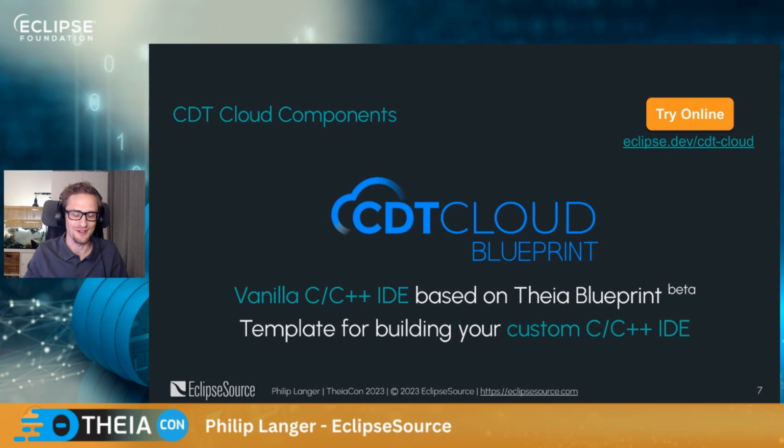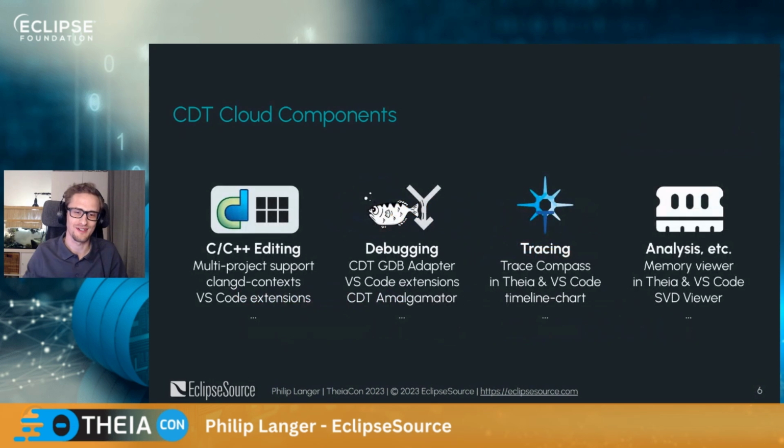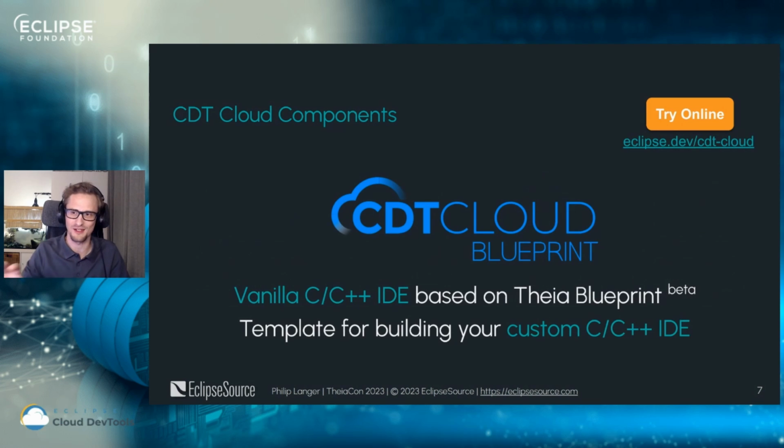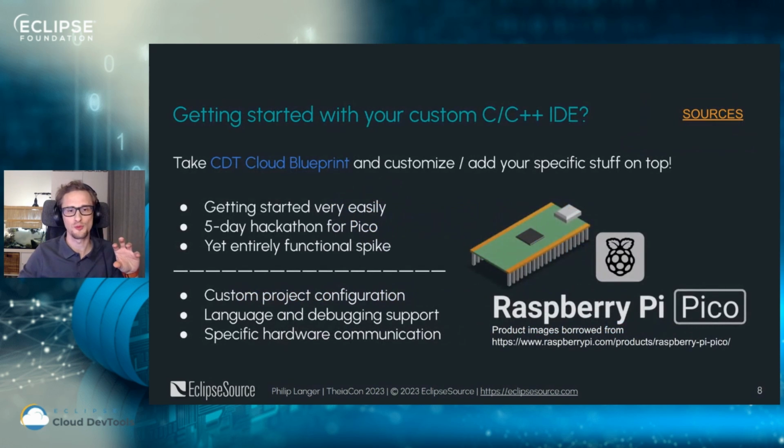So you can try all the components that I've listed before, because they are integrated in this CDT Cloud Blueprint. That being said, of course, it's not just a tool that you can use. It's also supposed to be, and actually is, a template for building your own custom C and C++ IDE. So the idea is really that you take CDT Cloud Blueprint, customize it wherever you need to change it, and add your specific stuff on top.